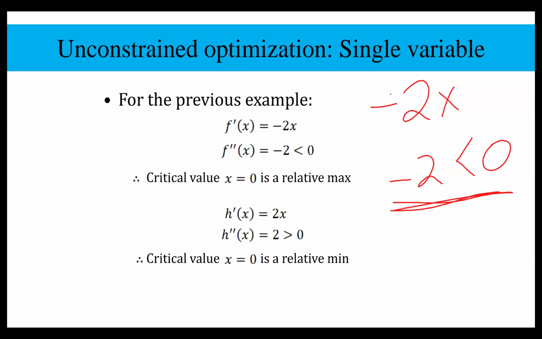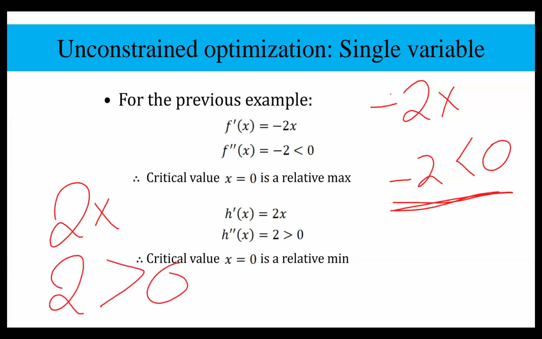All right. Then we go to the other one, which was 2x positive. Derived again for the second time, you have 2, which is greater than 0, right? So it means that the critical value of x equal to 0 is a relative minimum, because the second derivative is greater than 0, or positive.